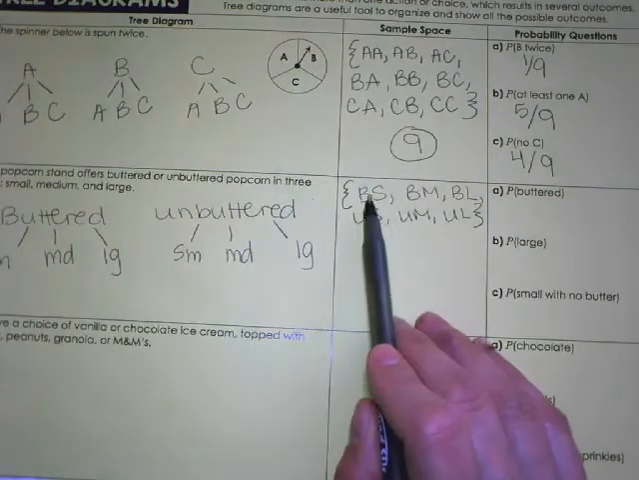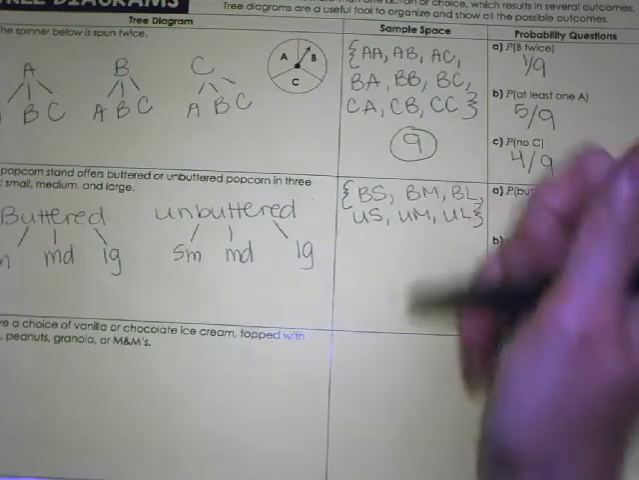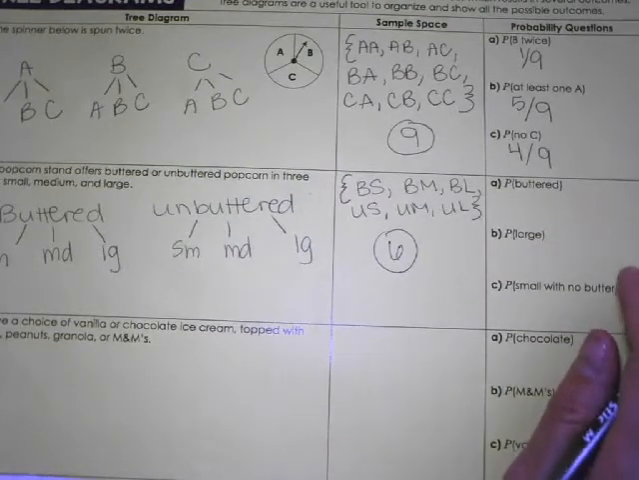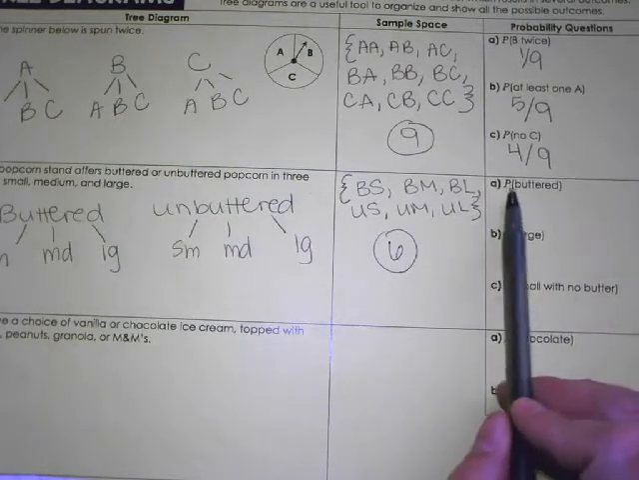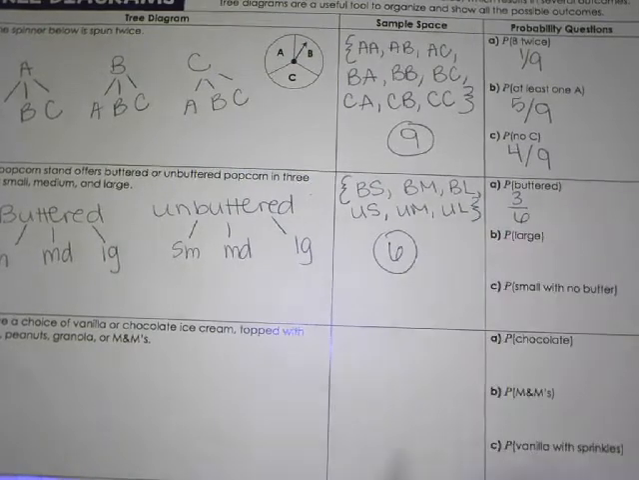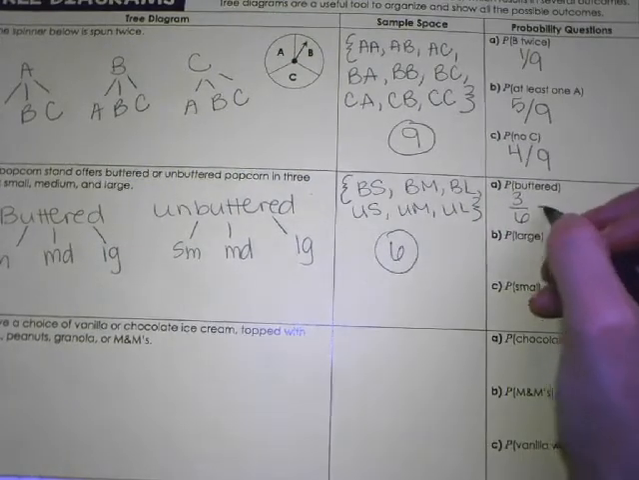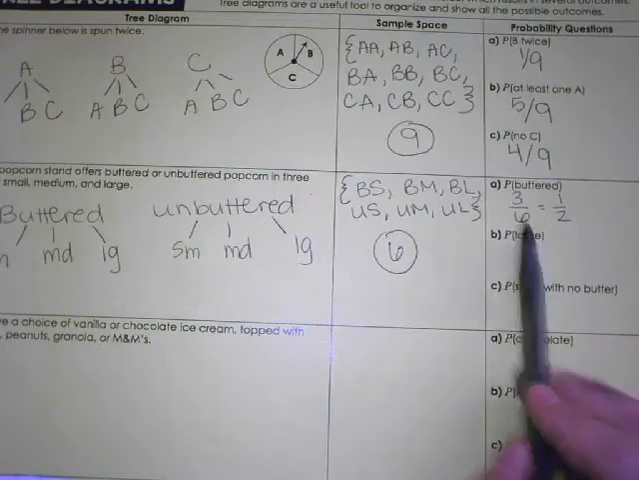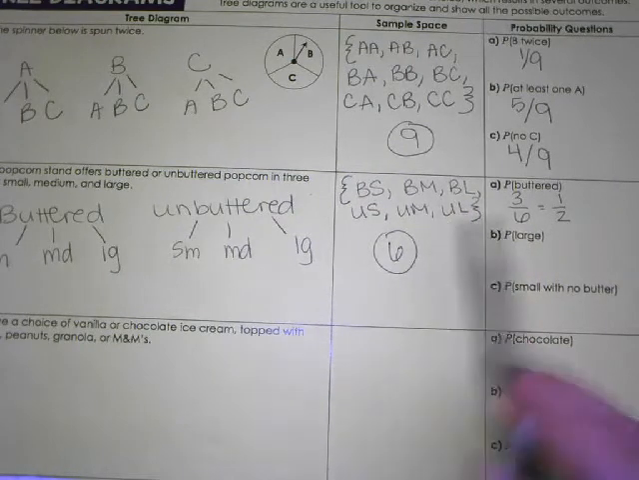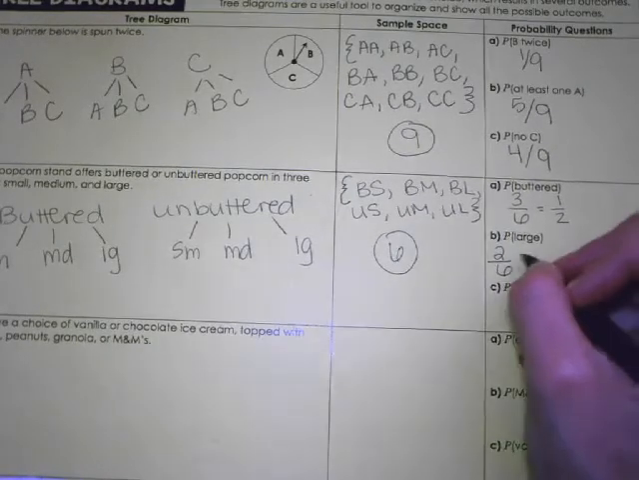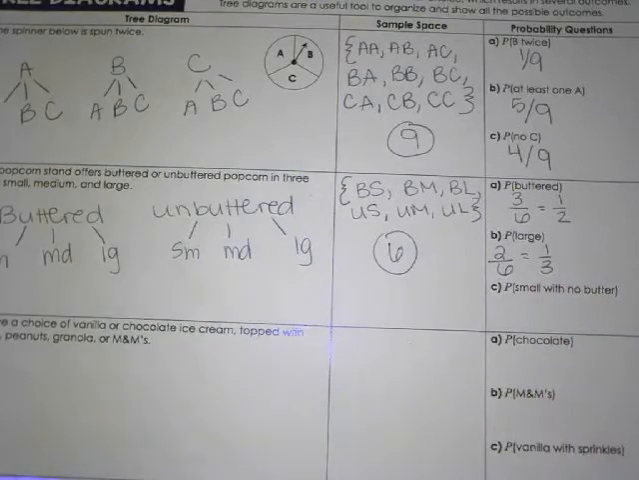So that means that I have a total of 1, 2, 3, 4, 5, 6 combinations, and then I can start doing my probability. So I want the probability of buttered. Well, I've got 1 buttered, 2 buttered, 3 buttered. So I have 3 buttered out of 6 total. And that 3/6 simplifies down to 1/2. Then I want the probability of a large. Well, I can get a buttered large or an unbuttered large. So that means that I have 2 larges out of 6 total, which simplifies down to 1/3.